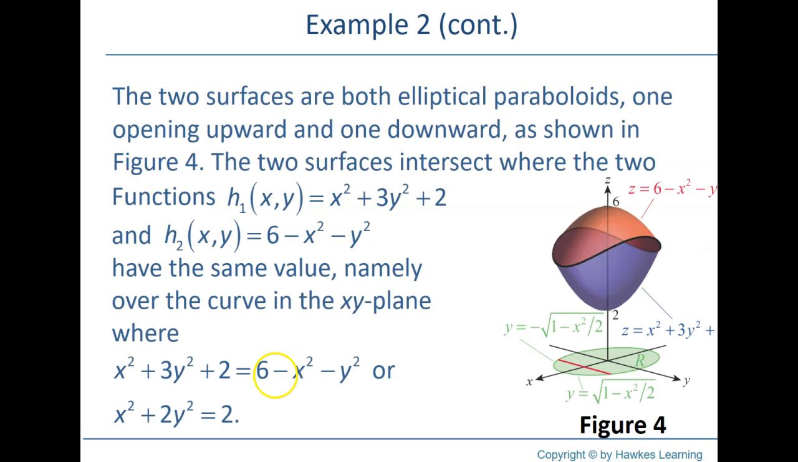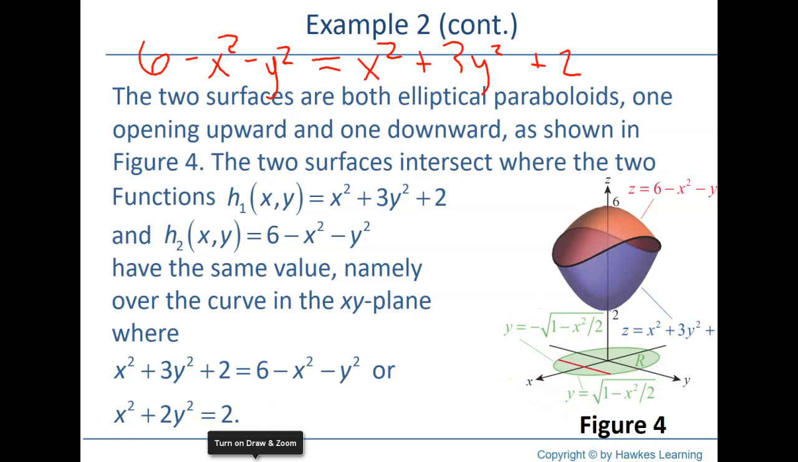Okay, so this is a picture of what it looks like. There's our paraboloid opening downward. This is our elliptical paraboloid opening upward. And if you look right here, this is the intersection of those two. Those two intersect along this region right here.